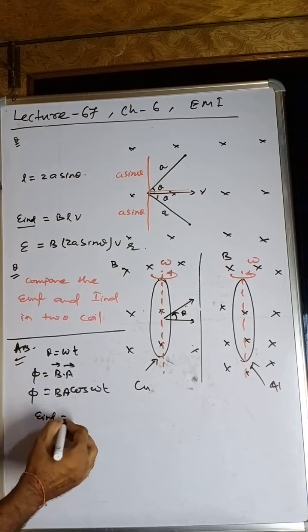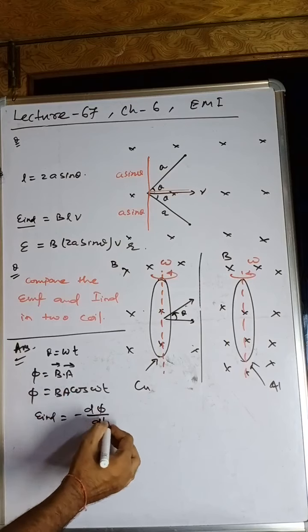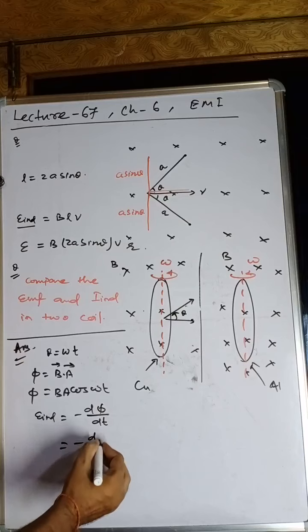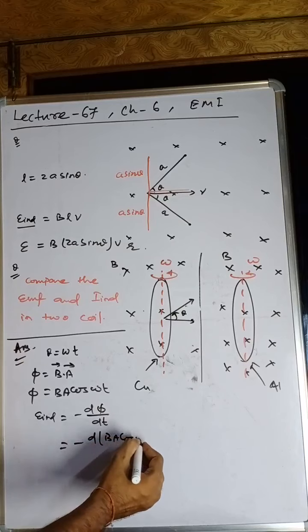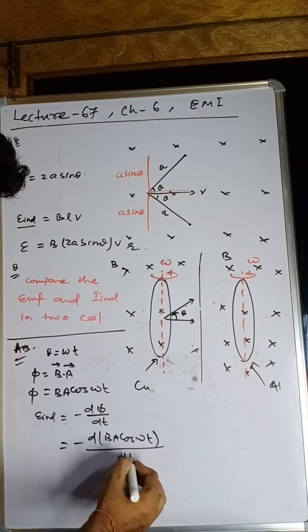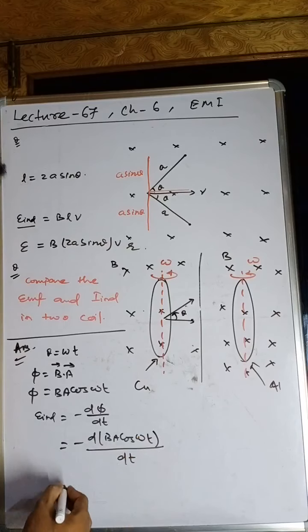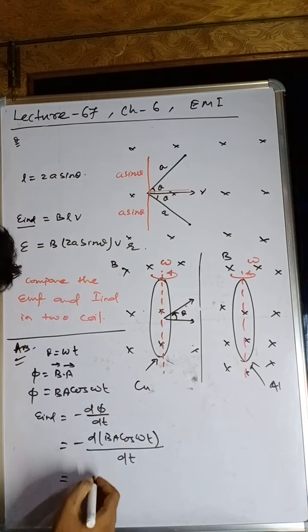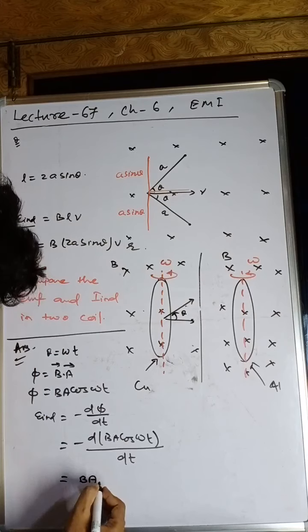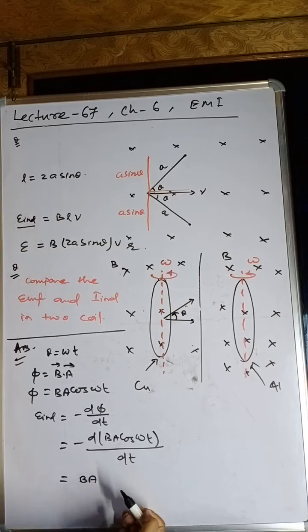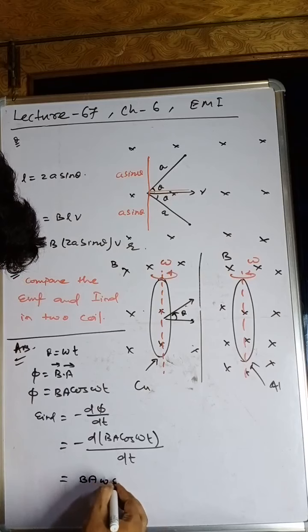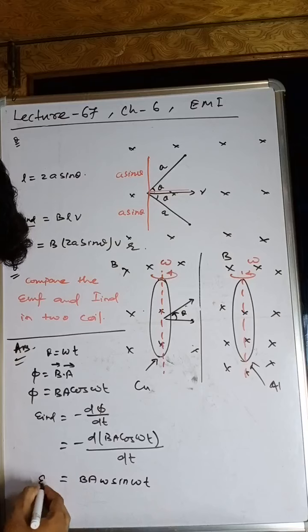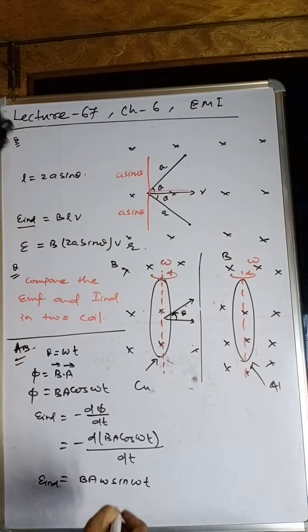Now the induced EMF we can write as minus d phi by dt using Faraday's law, minus d by dt of BA cos omega t. We have solved this type of question, my dear students. If any ring is rotating inside a uniform magnetic field, it produces alternating current, increasing and decreasing. B and A are constant, and the derivative of cos omega t is minus sin omega t, so minus and minus gives plus. So BA omega sin omega t is the induced EMF.